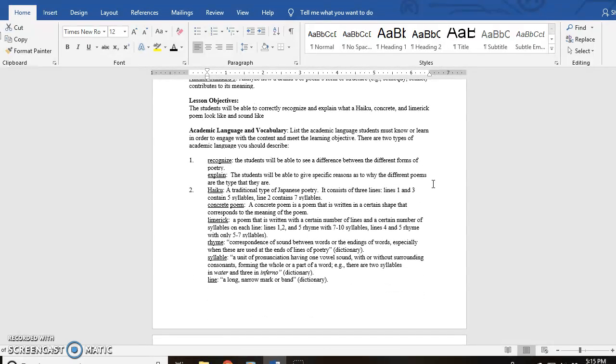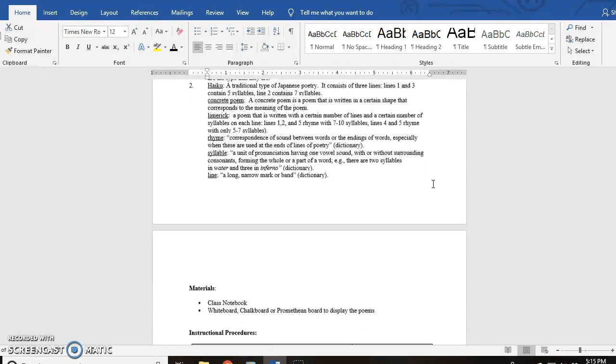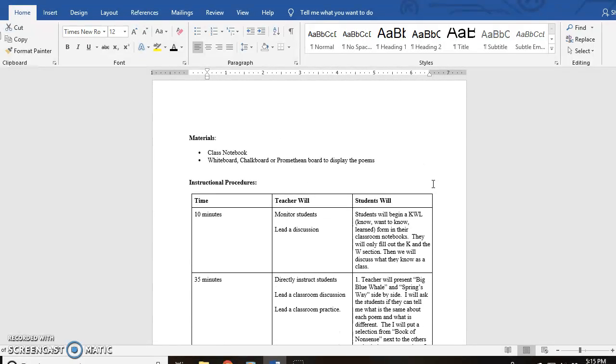So here's the language and vocabulary. They're going to be able to recognize and explain, and they're going to learn haiku, concrete poem, limerick, rhyme, syllable, and line. So what I'll need is the class notebook.